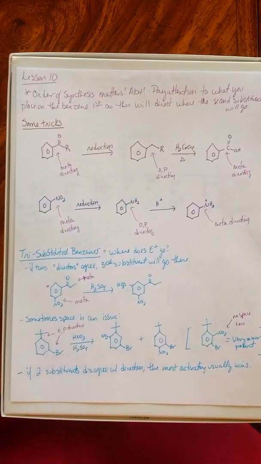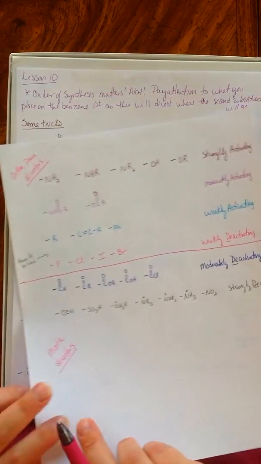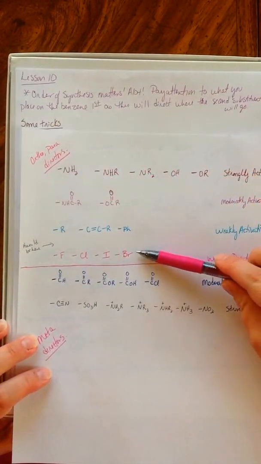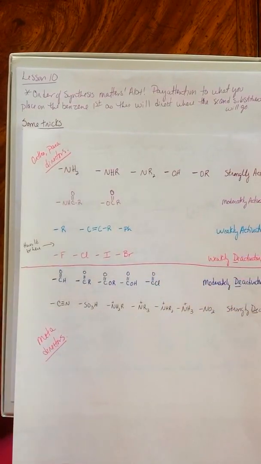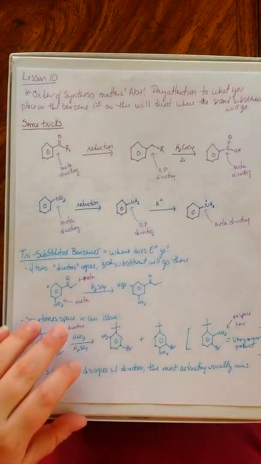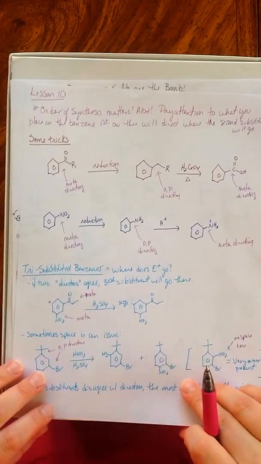Say 2 substituents disagree with which direction they're going to put on a substituent. The reality is that usually the most activating will win. So that's what's going to end up directing. If you ended up having an NH2 and a bromine, for example, that were fighting in their directionalities, the NH2 is probably going to win because it's more strongly activating. Okay.